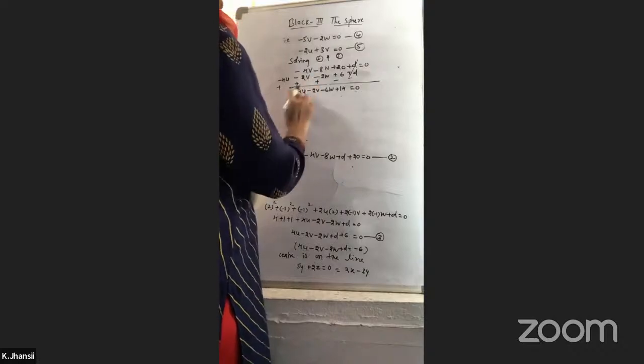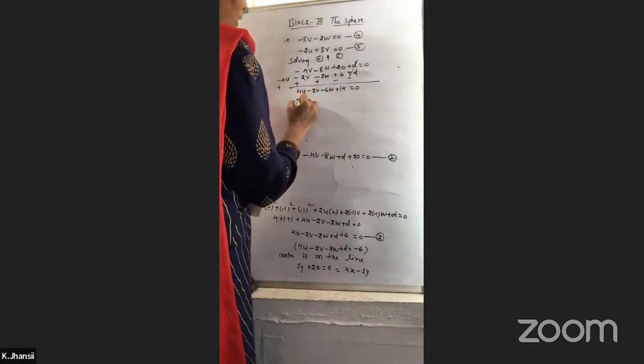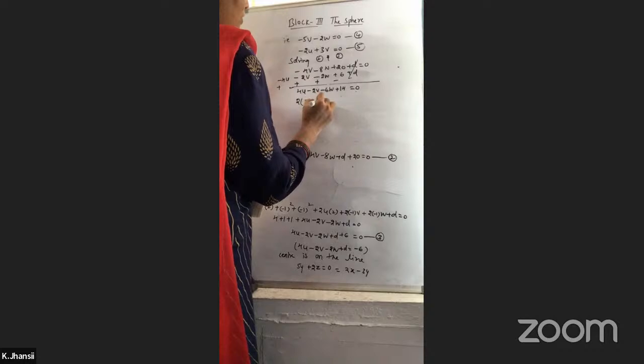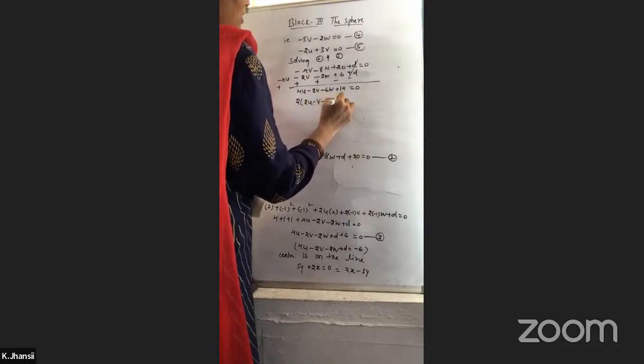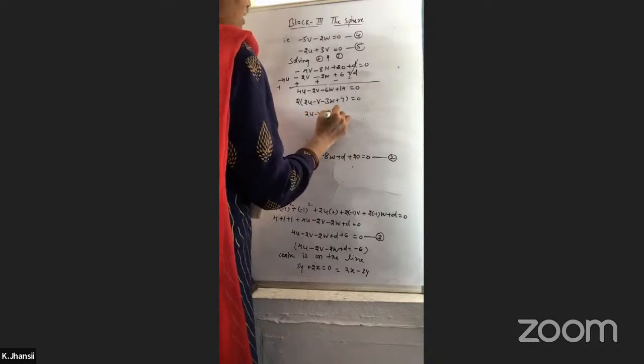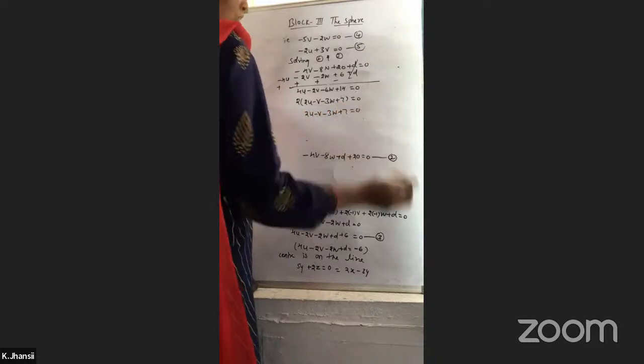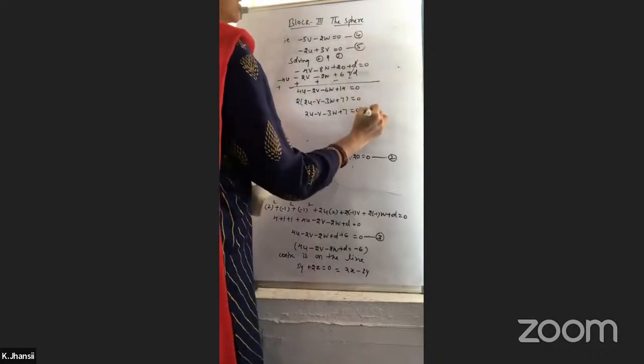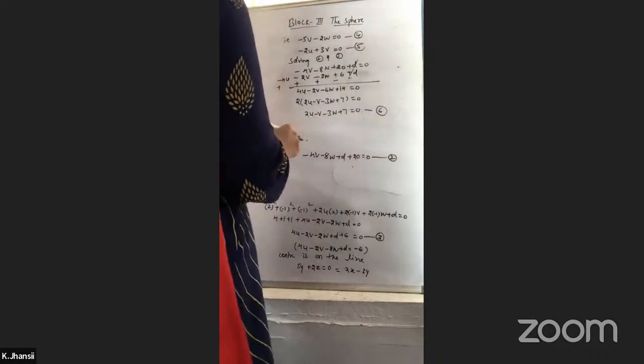Okay. We can take 2 common here. So whenever we take common, 2U minus V minus 3W plus 7 equals 0. That is 2U minus V minus 3W plus 7 equals 0. This is the third, fourth, fifth. This is the sixth equation. Okay.